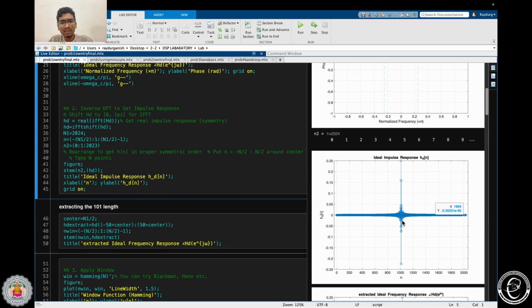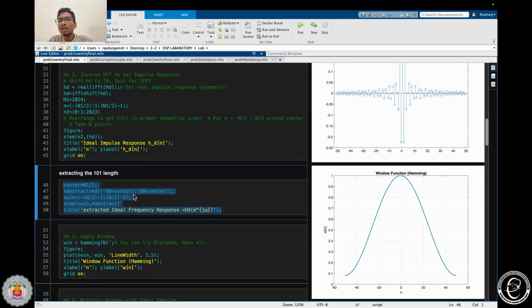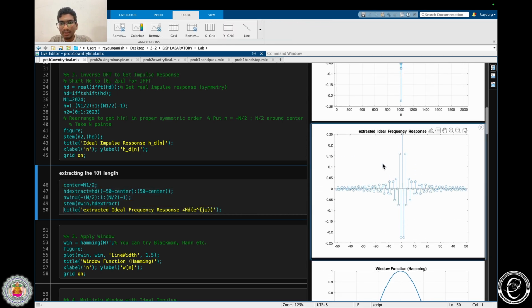As alpha is 0, it is centered at 0 and symmetric around 0. So I'll be taking, let us say, 50 samples to the right side of the origin and 50 samples to the left side of the origin. This code corresponds to extracting 50 samples after the y-axis and 50 samples before the y-axis. So this is the extracted ideal frequency response. You can see it is minus 50 to 50.